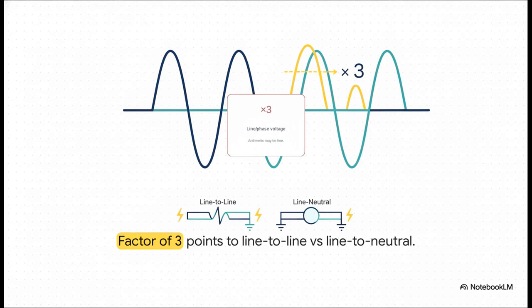But here is a really fascinating trick. The magnitude of your mathematical error actually acts like a forensic diagnostic clue. For example, if your final answer is off by a factor of exactly 3, that's a massive clue. It strongly suggests you've got a phase voltage mismatch. You are almost certainly dealing with a breakdown between line-to-line and line-to-neutral voltage assumptions inside your impedance space.